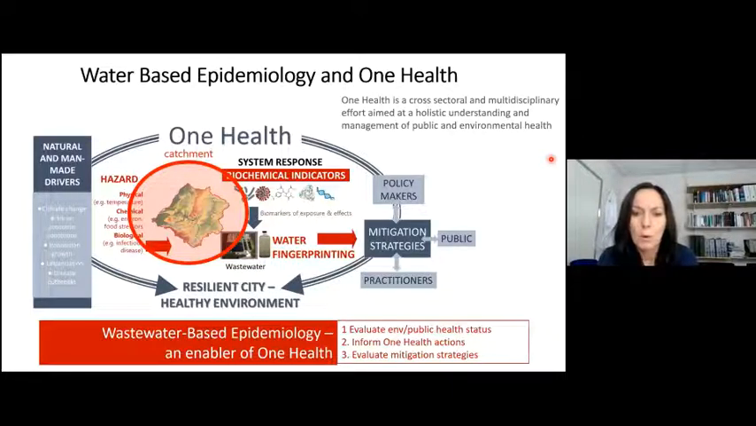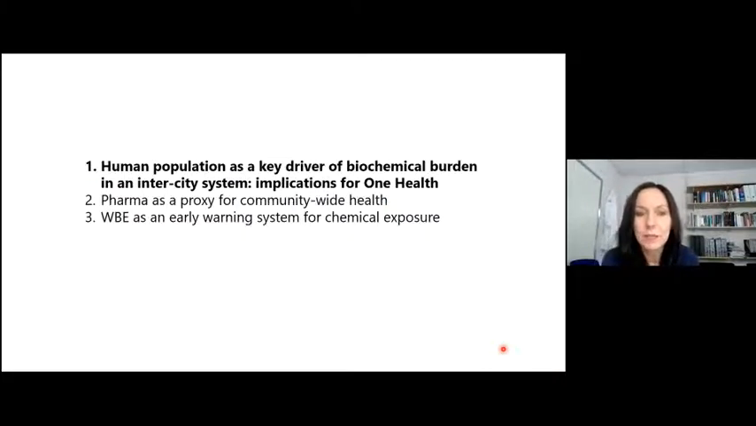So why is that? Wastewater-based epidemiology can evaluate environmental public health status, but also inform One Health actions, and very important, evaluate mitigation strategies. Very often we hear that some of the interventions at the community level were successful, and when I ask, how do you know? Do you have evidence for this? I get an answer, well, it's not possible to capture the success in a quantitative way. And I feel that WBE can capture some of the successes and actually some of the limitations of public health interventions.